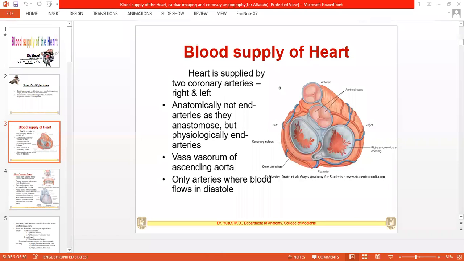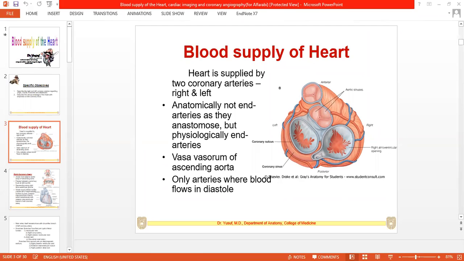Coming to this, these act as vasa vasorum of the ascending aorta. What do you mean by vasa vasorum? The arteries supplying the arteries, the blood vessels supplying the blood vessels. Those are called vasa vasorum. So they will be supplying a part of the ascending aorta as well as the heart. That's why they are called vasa vasorum.